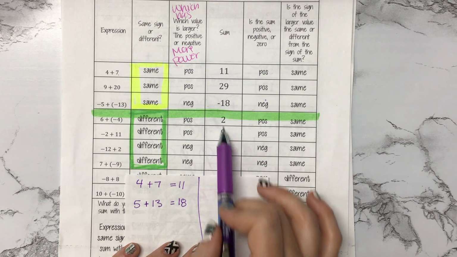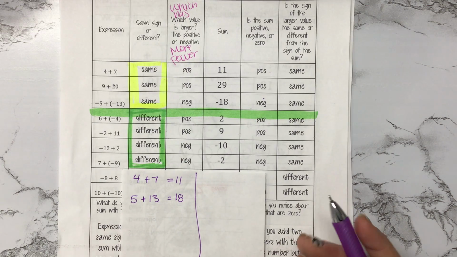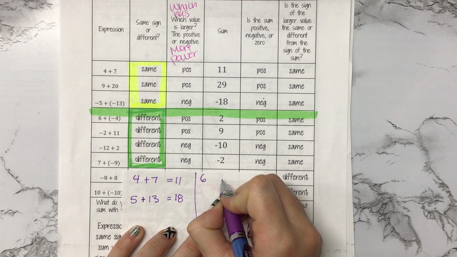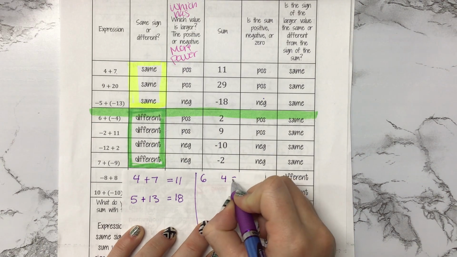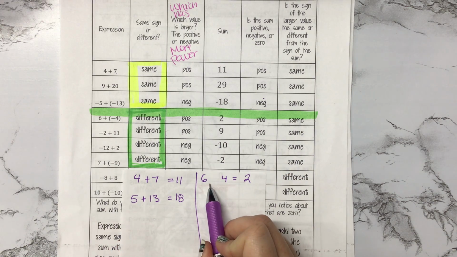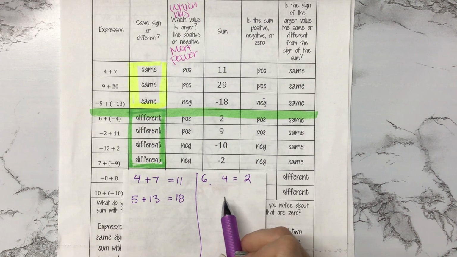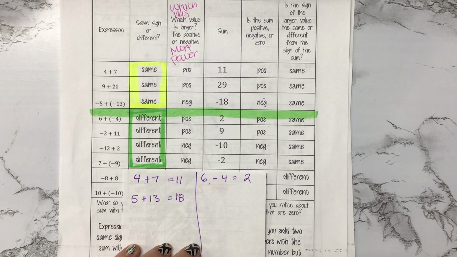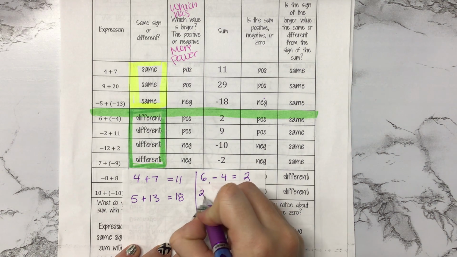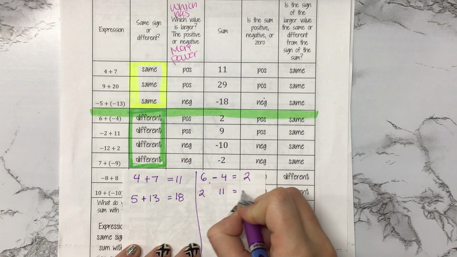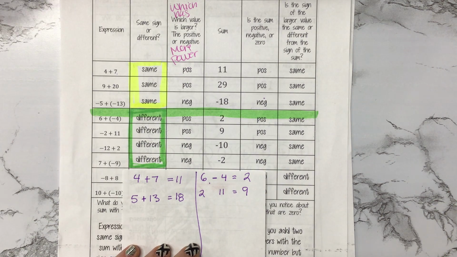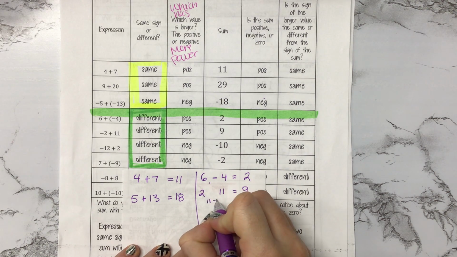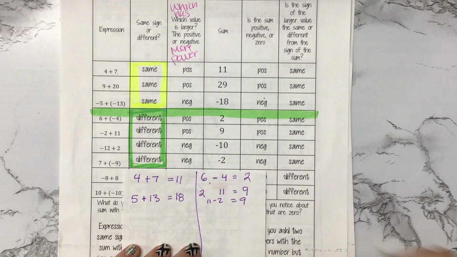But how do we get to these numbers? So between 6 and 4, what am I doing mathematically from 6 and 4 to get to 2? You're actually subtracting. Okay, let's look at another one. Between 2 and 11, how do I get to 9? Well, 11 minus 2 is 9.